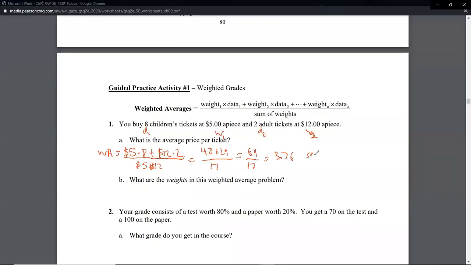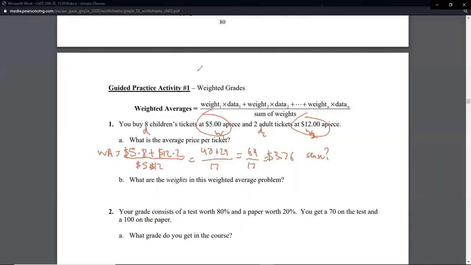Does it make sense? What is the average price per ticket? $3.76? What? No, that doesn't make sense. Some of the tickets cost $5 and some cost $12. In no world does this make sense. How is the average cheaper than the cheapest ticket you bought? So that tells us, if you didn't goof the math, which we didn't, that you goofed up what you assigned as data and weights. We flip-flopped them.